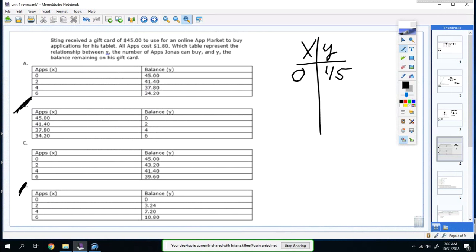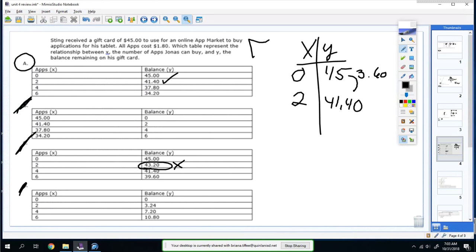Okay. In my table, my next number is 2. So this will be 2 apps. Well, 1 app costs $1.80. So 2 apps cost $3.60, not $360. So when you subtract it, you get $41.40, which is correct here, but not correct here. It looks like they only went down a cost for one app. So the answer would be A.